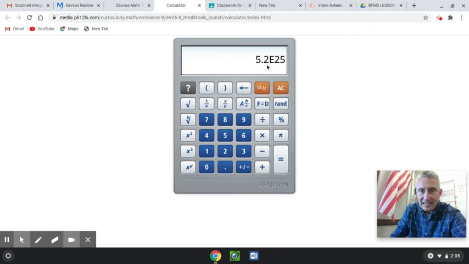The reason that this E is here is simply because the calculator is not big enough to take that many digits. So when that many digits cannot appear, you will always see an E on your calculator.